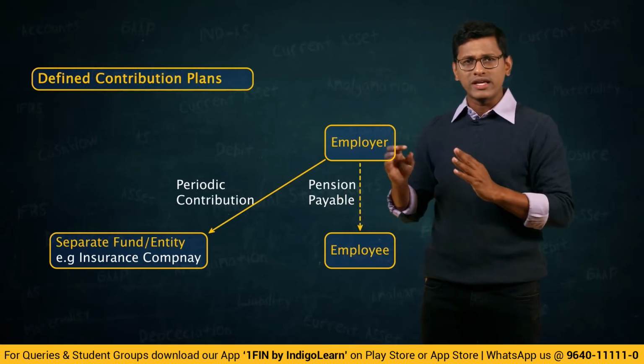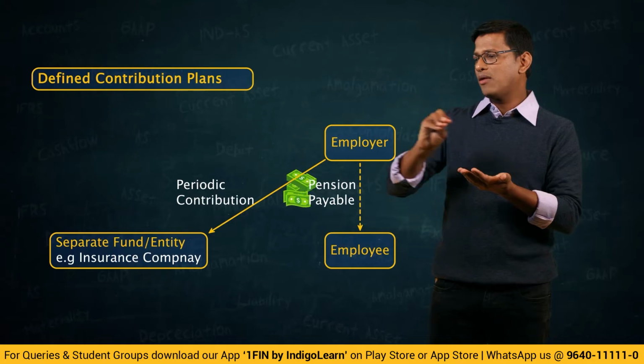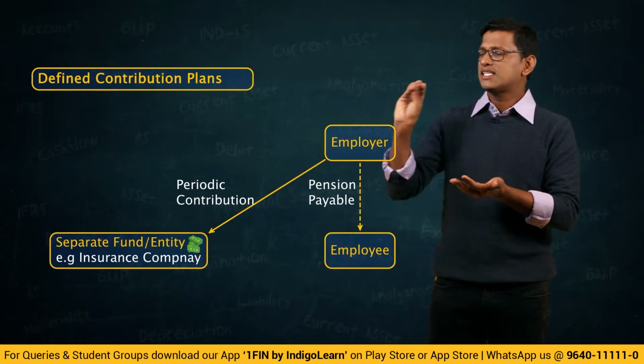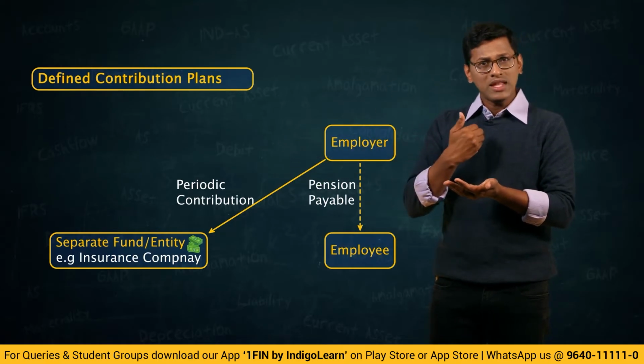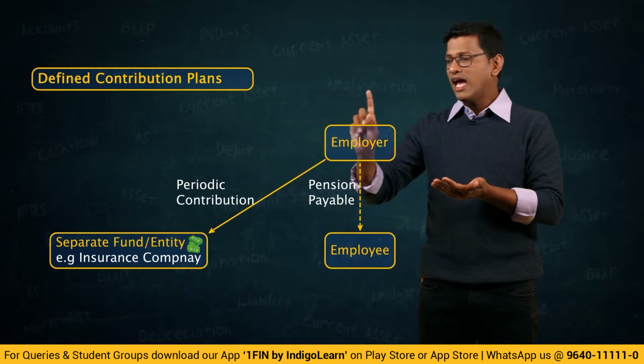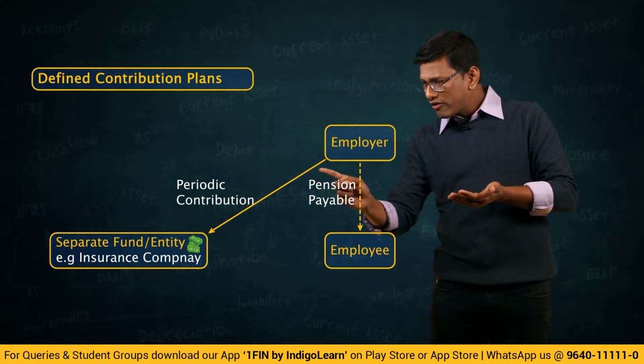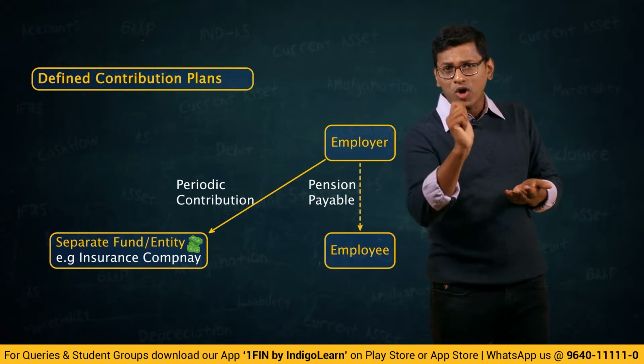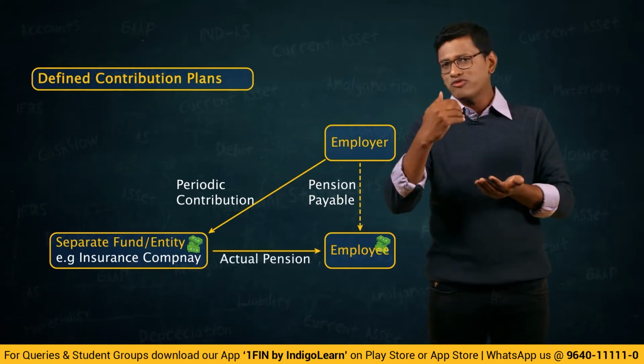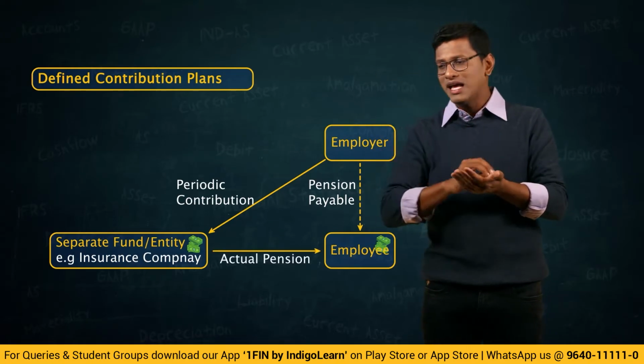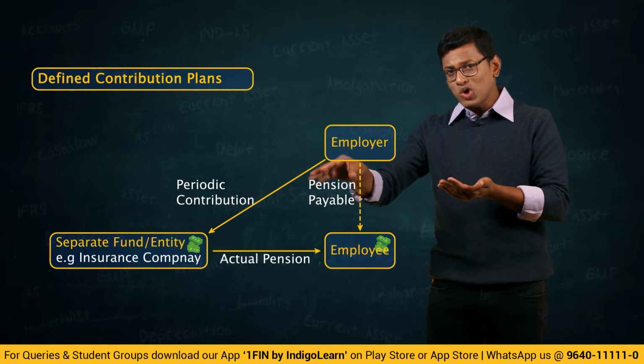Now what I am doing is simply every month or every year I am paying a certain amount to LIC. I am the employer, I am paying a certain amount to LIC, and I am telling LIC, listen, you have to make the pension payment to my employee. When my employee retires, for a certain period, you have to make the pension payment. Like this, I am making a fixed payment to LIC.